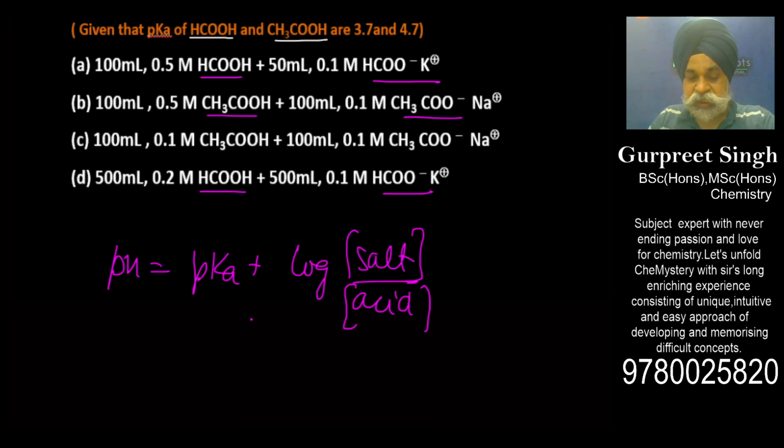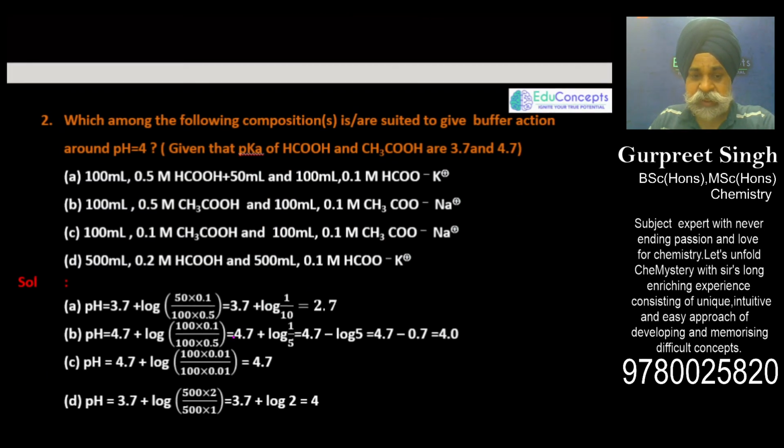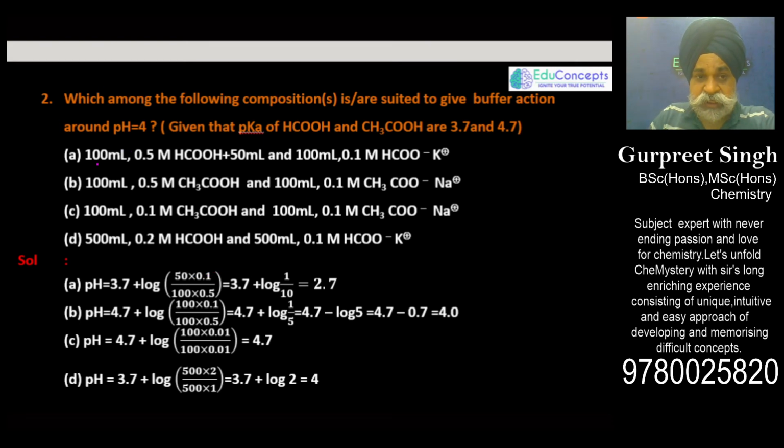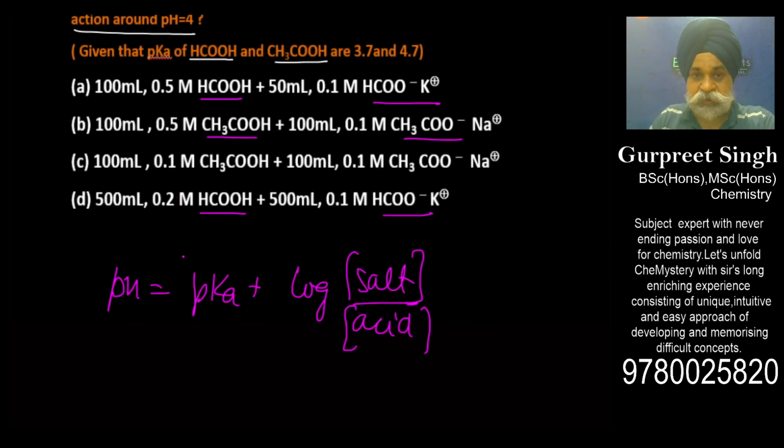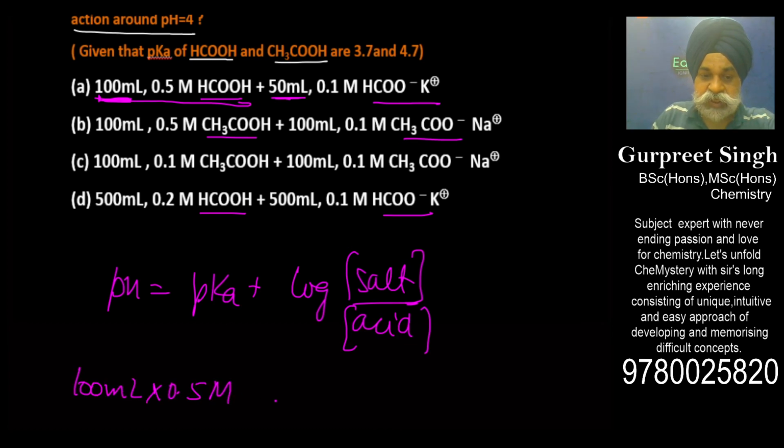Now what I can do here is place all these values in these options. This is 100 ml, and this is again very important to tell you, when you mix them together, let me show you the first option first, 100 ml of this and 50 ml of this. So the total solution would become 150 ml. And the formic acid which I have taken, how much is it? 100 ml into 0.5 molar. So this is the millimoles which I have added into it, isn't it?